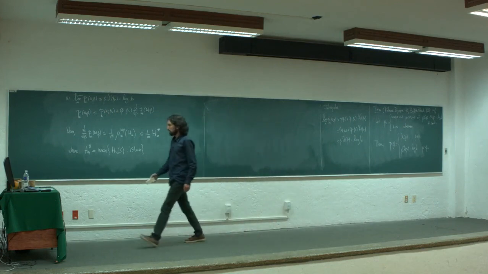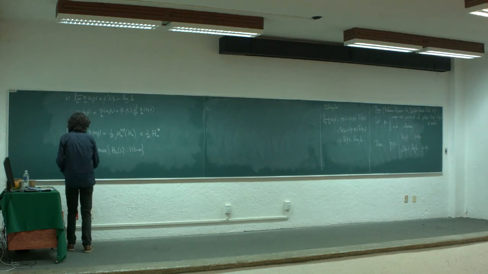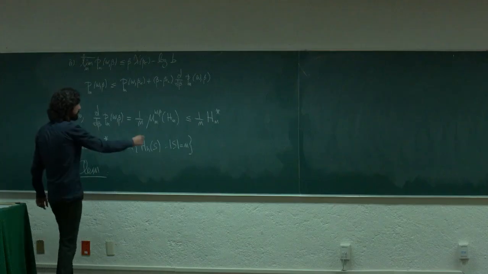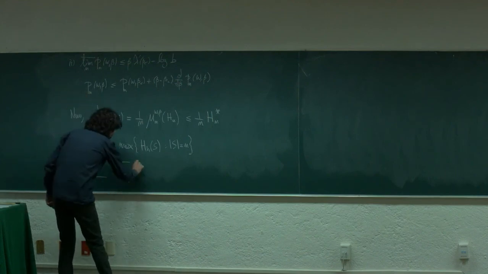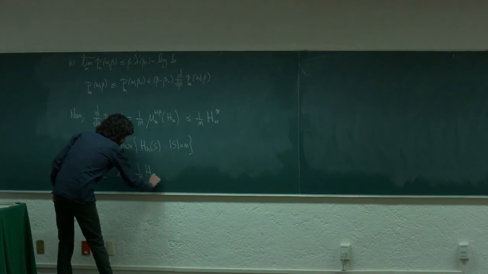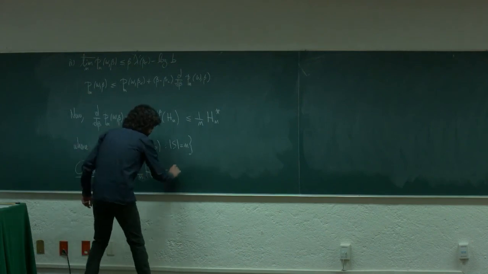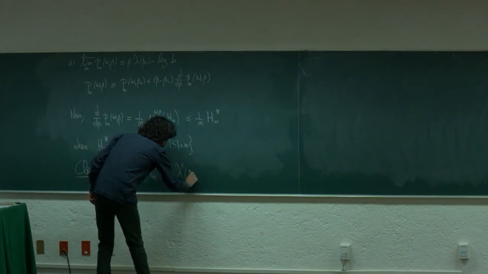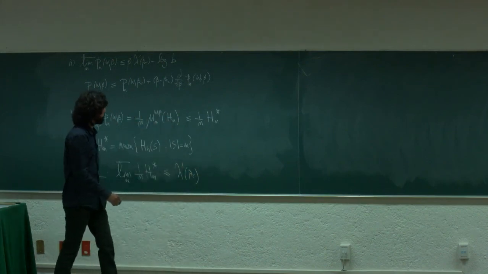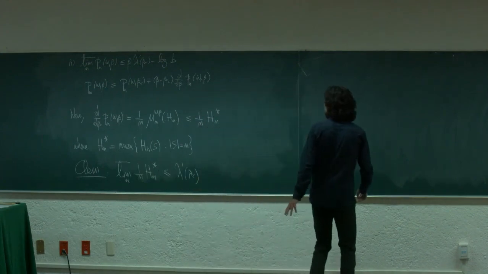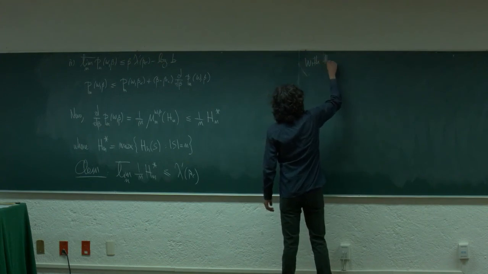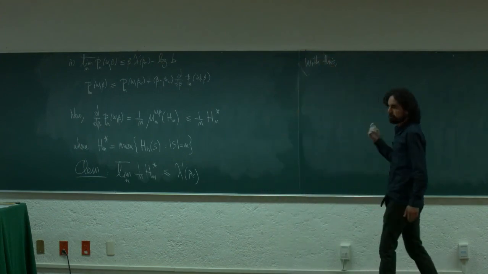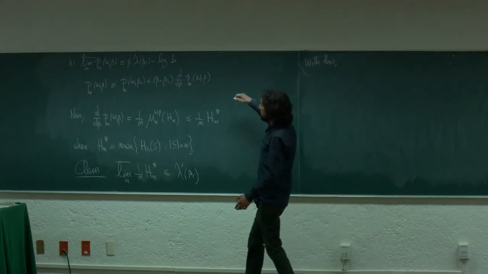Now I claim that I can control this quantity. So the lim sup of 1 over n h star n is smaller or equal to lambda prime of beta critical. Okay, so I will prove that in a minute. So with this, you have exactly the same expression we had before. So we take the limit here.